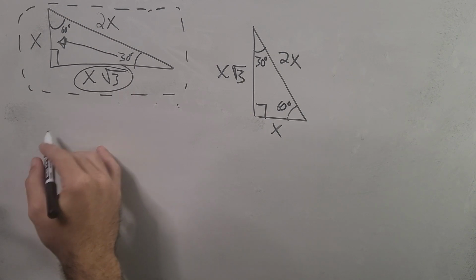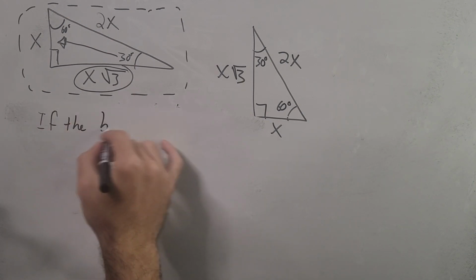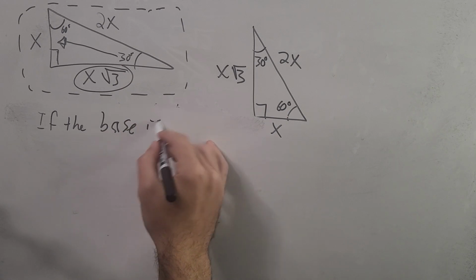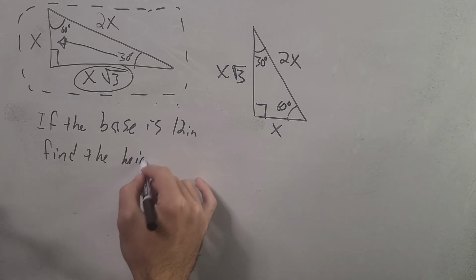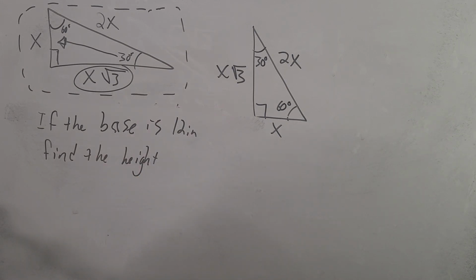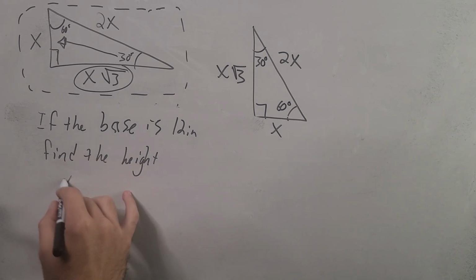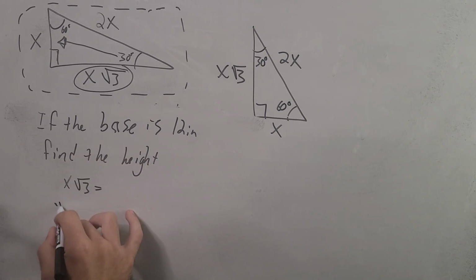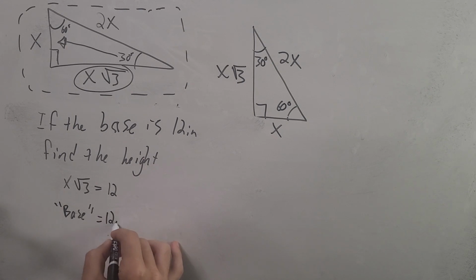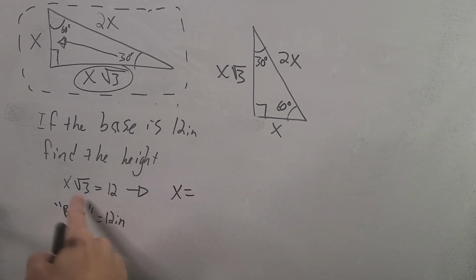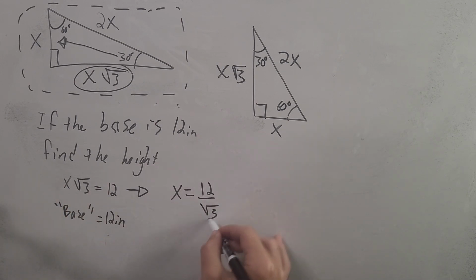So moving on to the next question, we have: if the base is 12 inches, find the height. All right, so now we're involving this other leg and relating it to the other. So we have x square root of 3. That's our base. I'm going to put that in quotes. I want to show you how I interpret the words into an equation. So the base is equal to 12. With this equation that I derived from the word problem, I could solve for x. If I divide both sides by the square root of 3, I get 12 over the square root of 3.